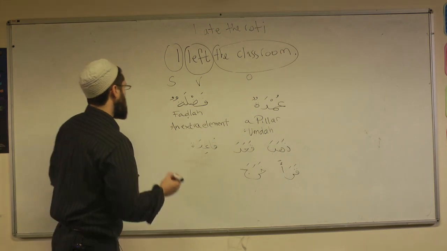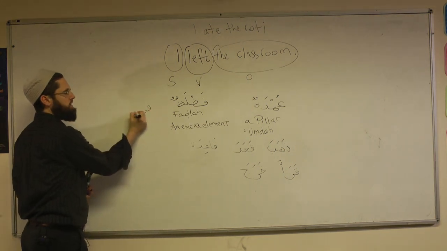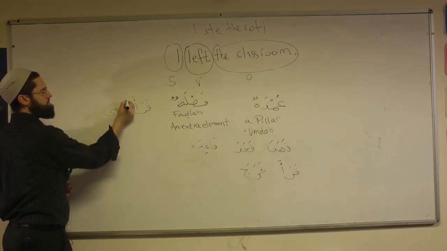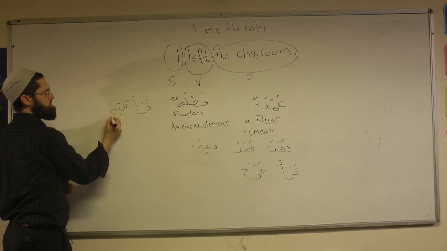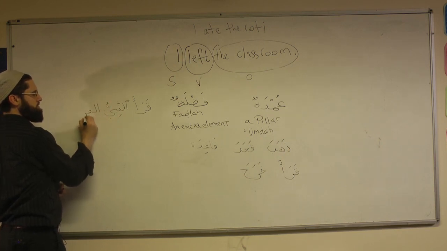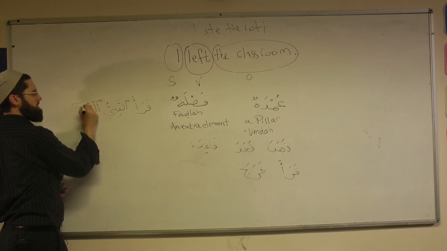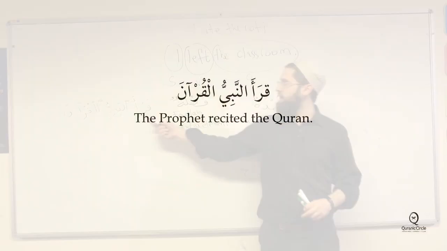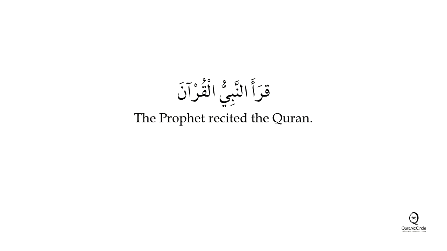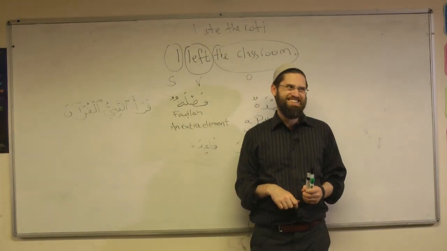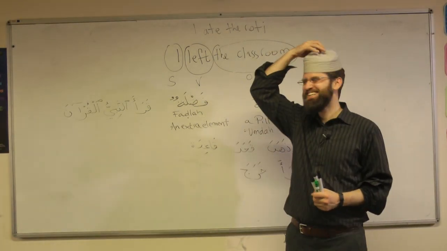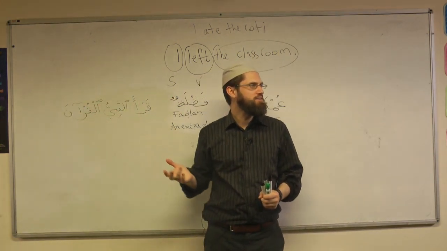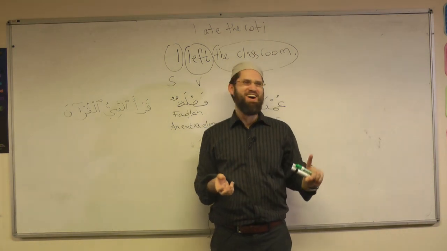Okay, let's do qara'a then. Qara'a an-nabiyyu al-Qur'an. What does that translate as, Adnan? You can't get away with doing Nabi. Yes, the Prophet. So the Prophet read the Quran, brilliant, or recited the Quran. The Prophet is reading the Quran. No, good. I like this question.